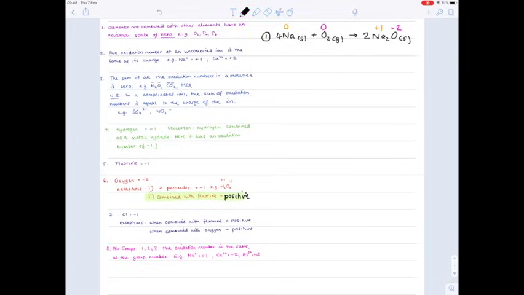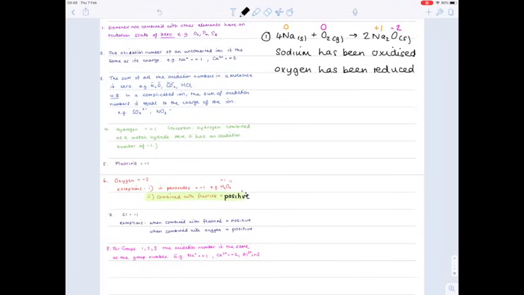Sodium has gone from 0 to +1, which means that it has lost electrons in order to become positive. And because it's lost electrons, according to OIL RIG, we know that sodium has therefore been oxidized. Oxygen has gone from 0 to -2, which means it's gained electrons, so it has been reduced. And then depending on how they ask the question, you can add a couple more statements.